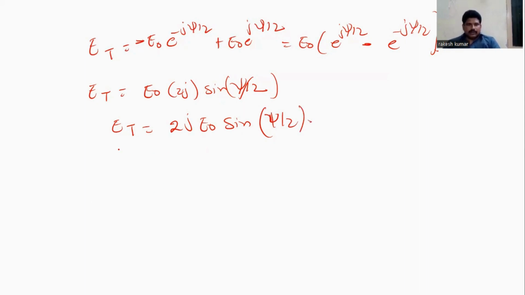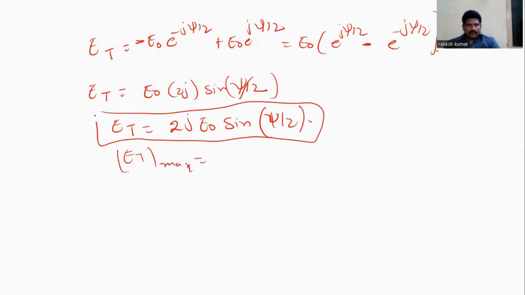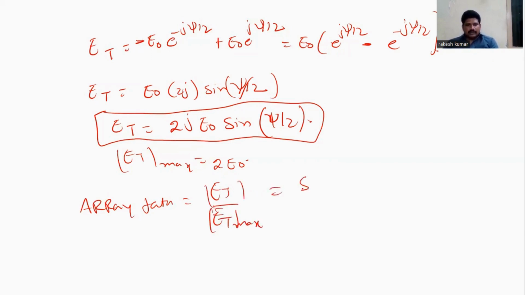We know that ET maximum value is, this is the expression for two-point sources with equal magnitude and opposite phase, ET max is equal to 2 E naught. Therefore, the array factor, what is the formula for the array factor? ET by ET max, you get sin psi by 2.